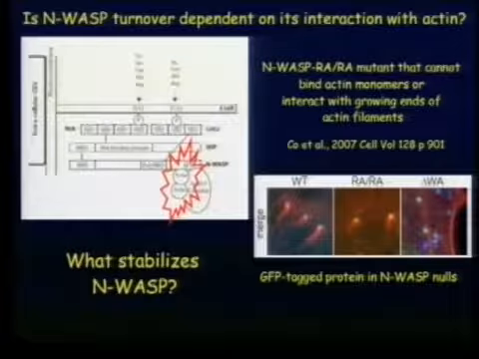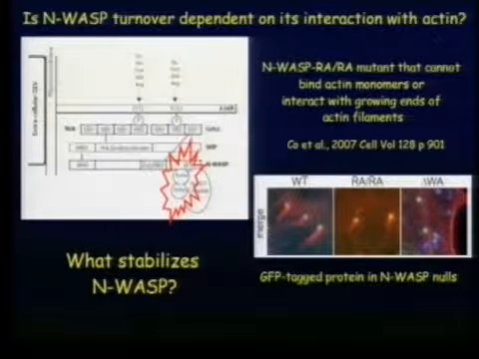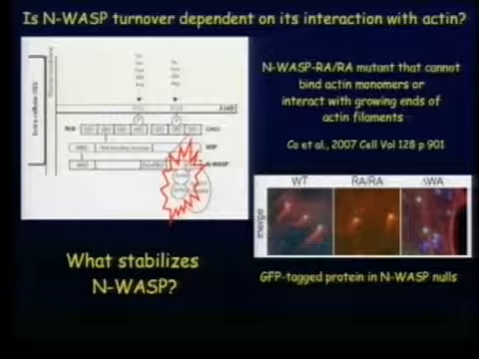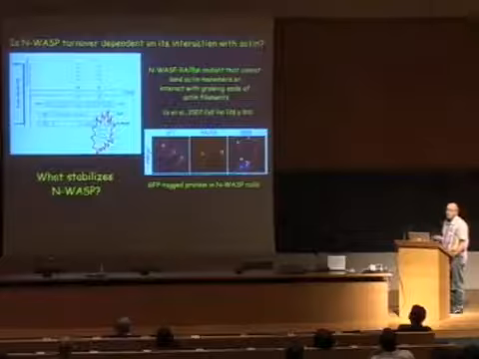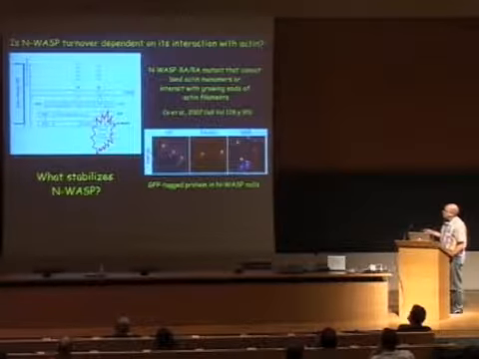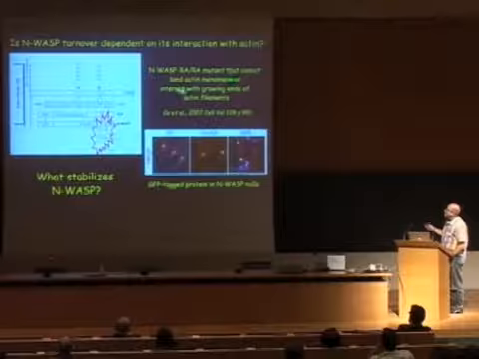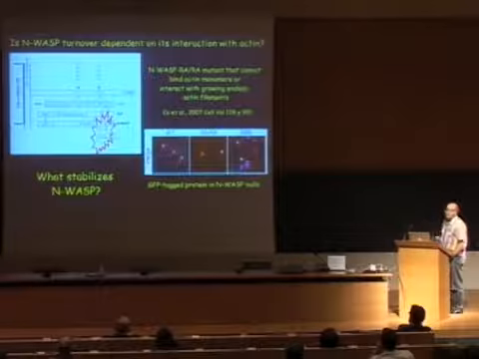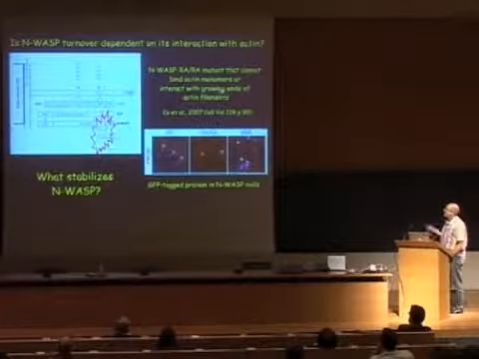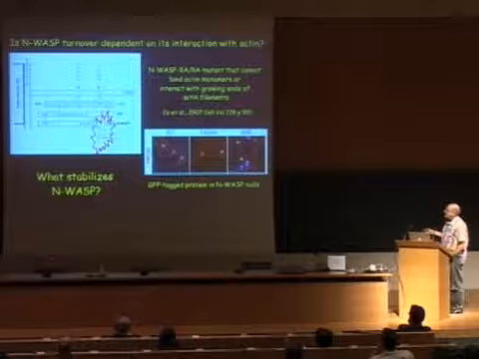So to explore this possibility, we took advantage of an observation by Jack Taunton's group, in which they've made a mutant with mutations in the WH2 domains of NWasp, which means it can no longer bind actin monomers and it can't interact with the growing ends of actin filaments. So the idea is, with any linkage to the actin downstream, we're getting rid of it.